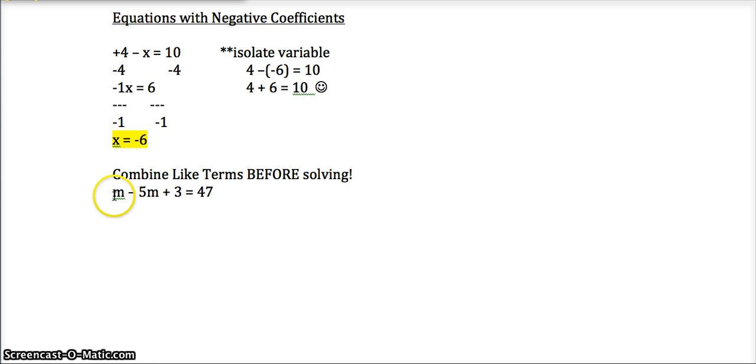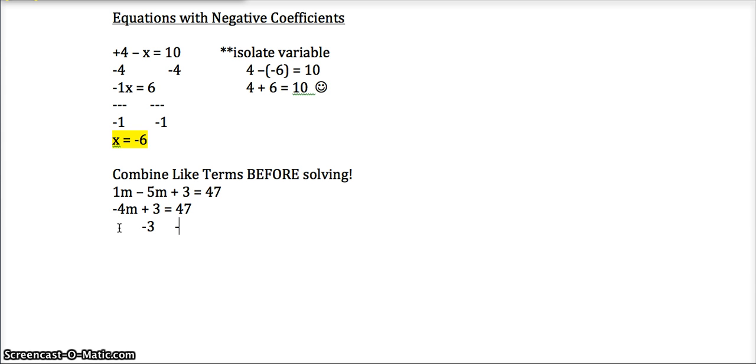So 1m, take away 5m. Remember, if there's no number, it's just like there's an invisible 1. So 1m minus 5m is a -4m. Add 3 and you will get 47. Plus 3 is 47. All right, so now what? We have to undo the addition and subtraction first. So here's a plus 3 we need to get rid of. So we need to subtract 3 to both sides because we keep our equations equal.